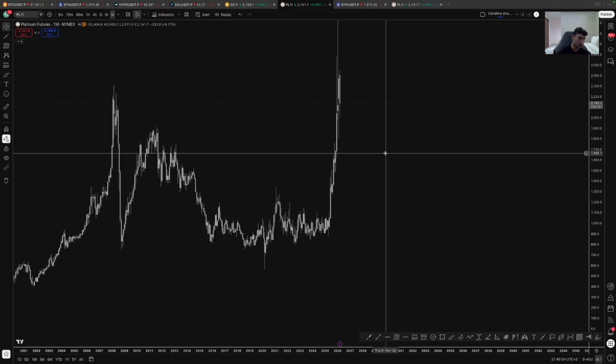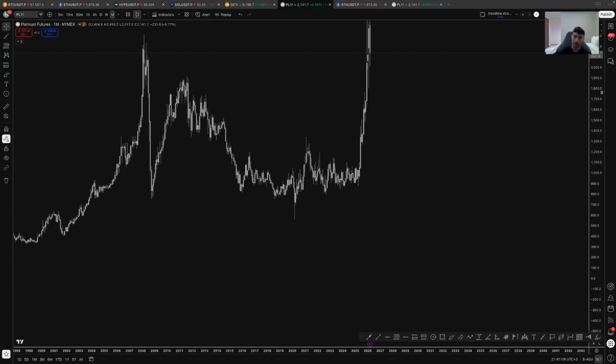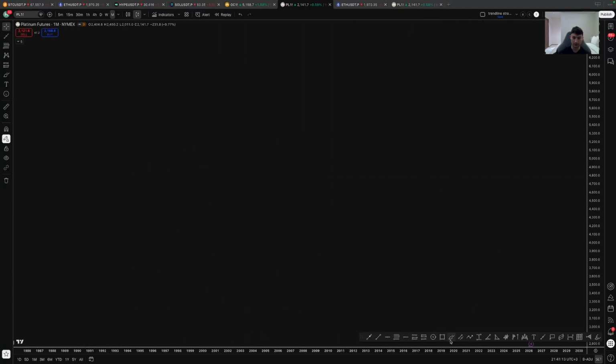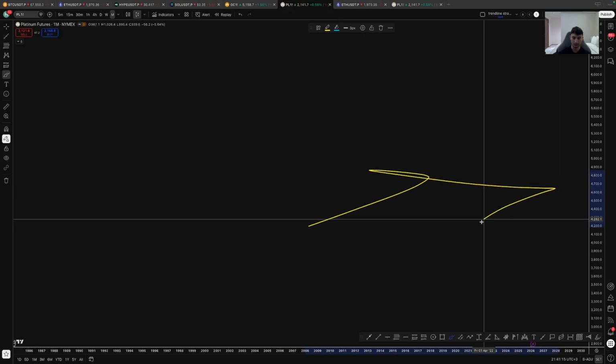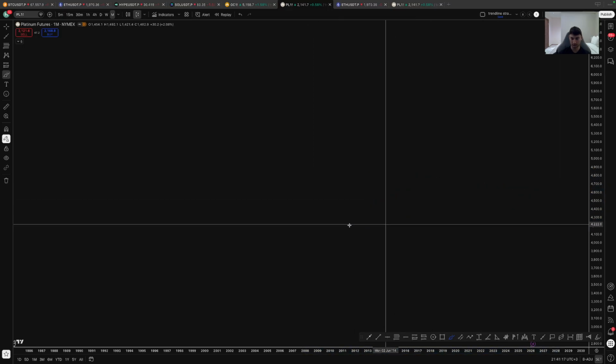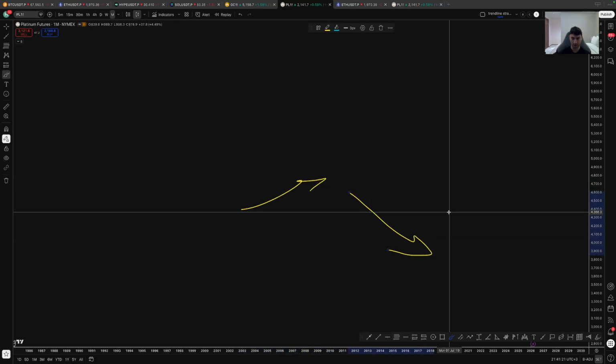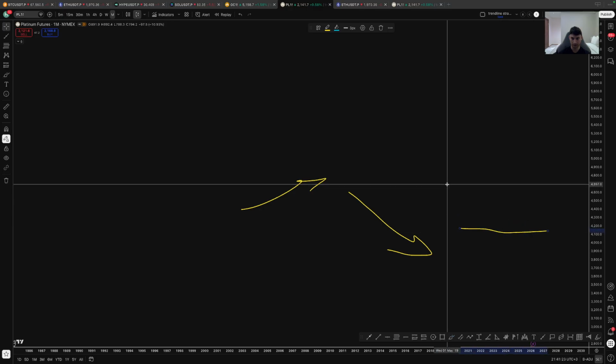Now, market moves in waves. Okay, when buyers control the market, price creates higher lows. When sellers control the market, price creates lower highs. So basically, if you can see here on my screen, the market either moves up, or down, or in a range. That's it.